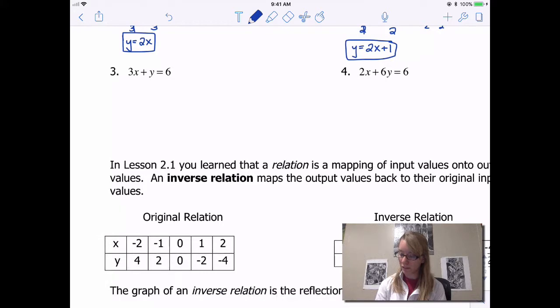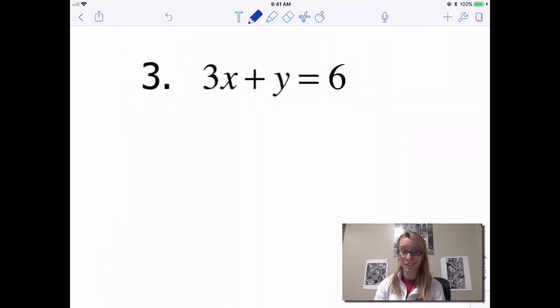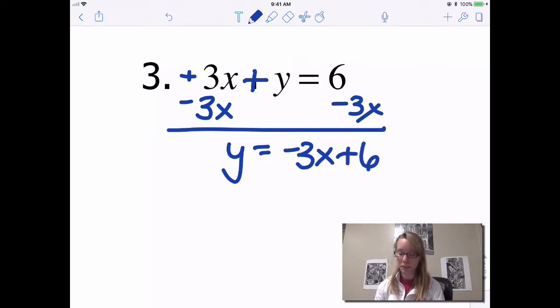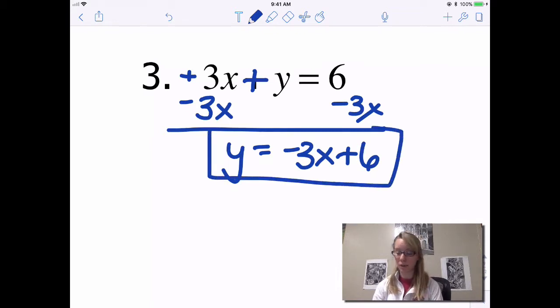Numbers 3 and 4 have a little bit more to do because it's not just dividing. This time if I do PEMDAS backwards, y is added to 3x, and this is a positive 3x. So to get y by itself, I need to do the opposite of adding, which is subtracting. So I get y is equal to negative 3x plus 6. Or you could have said 6 minus 3x, but typically y equals mx plus b form, or descending order, I want to have the x term first and then the constant. So y equals negative 3x plus 6.